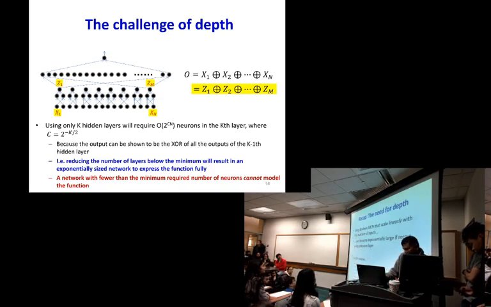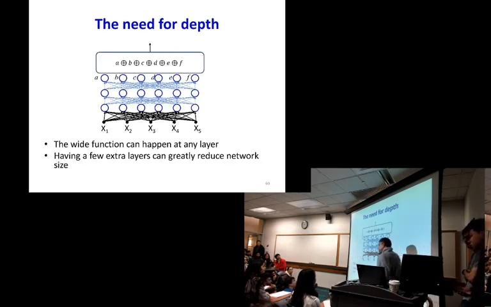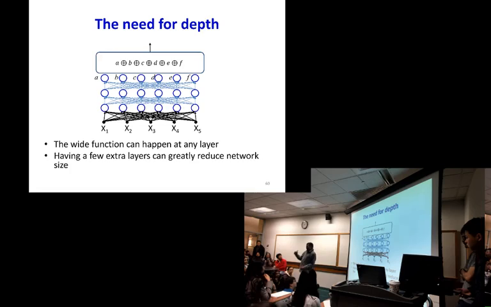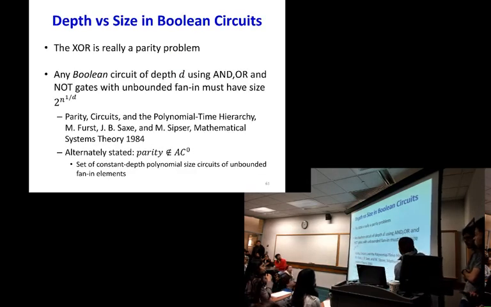So, recap: deep Boolean multilayer perceptrons that scale linearly with the number of inputs can become exponentially large using only one layer. Okay? Now it gets worse. If I have any kind of MLP, and at some point the subsequent function is an XOR over the partial outputs, or the middle outputs, then if you don't have sufficient depth beyond that point, you can have an exponential process. So this generalizes in a not very nice sort of way. So the XOR is really a parity problem.